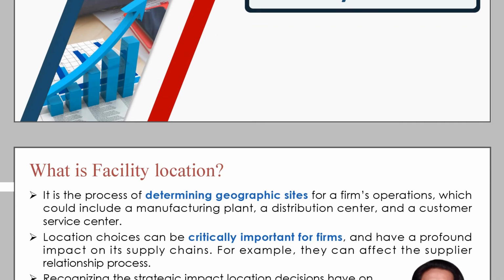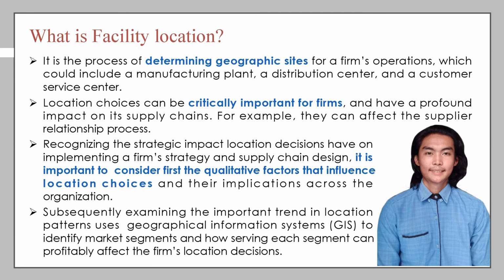First, what is facility location? It is the process of determining geographic sites for a firm's operations, which could include a manufacturing plant, a distribution center, and a customer service center. Facility location means choosing the right site for the firm's manufacturing plant, distribution center, and customer service center.